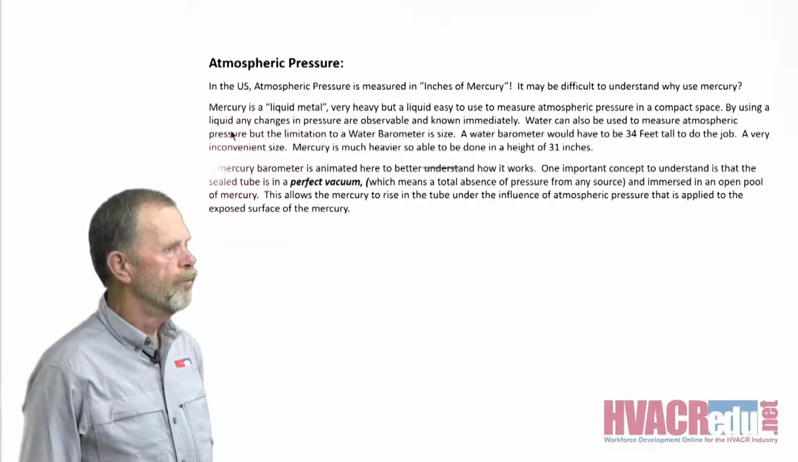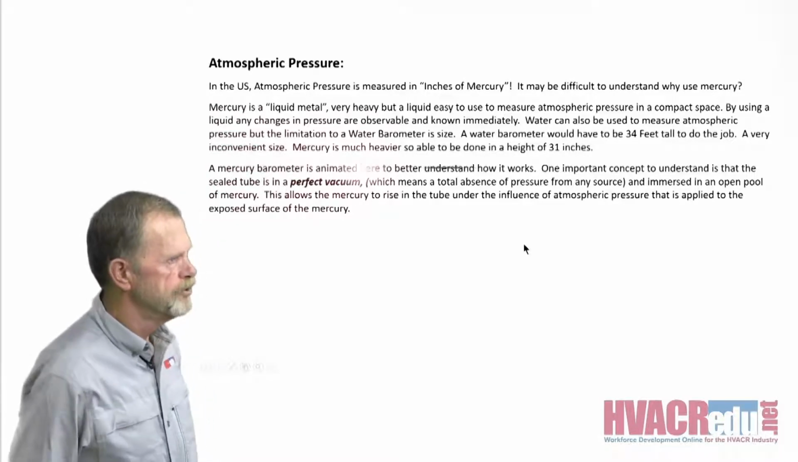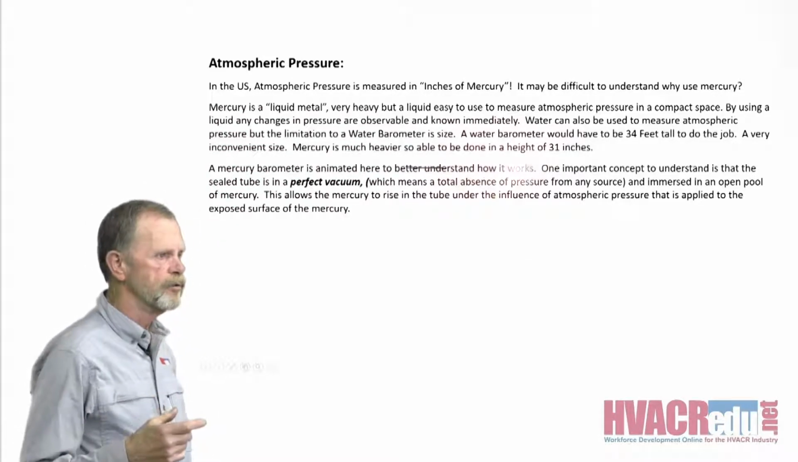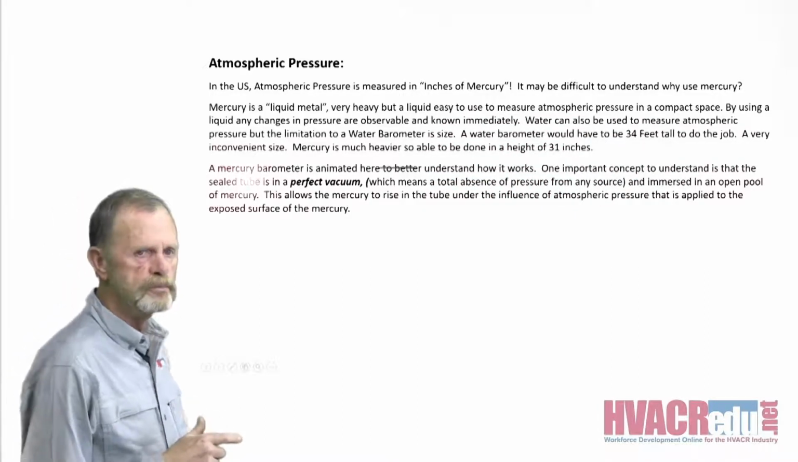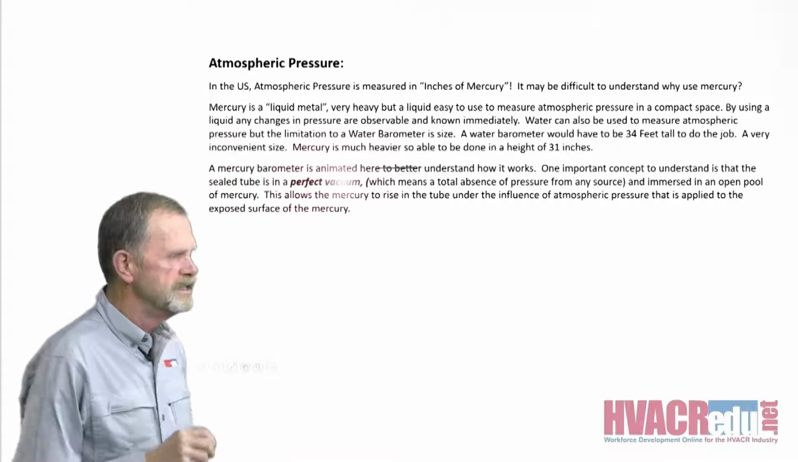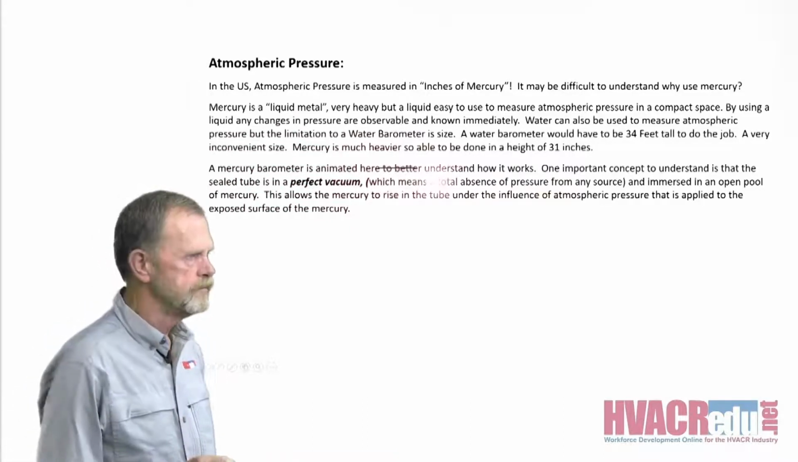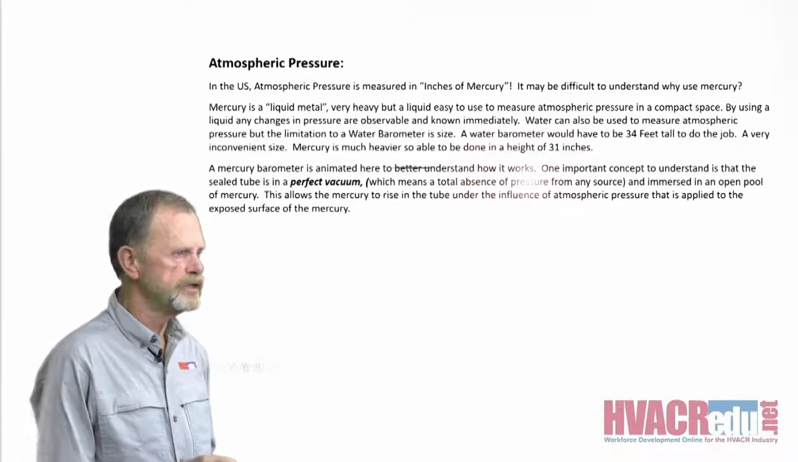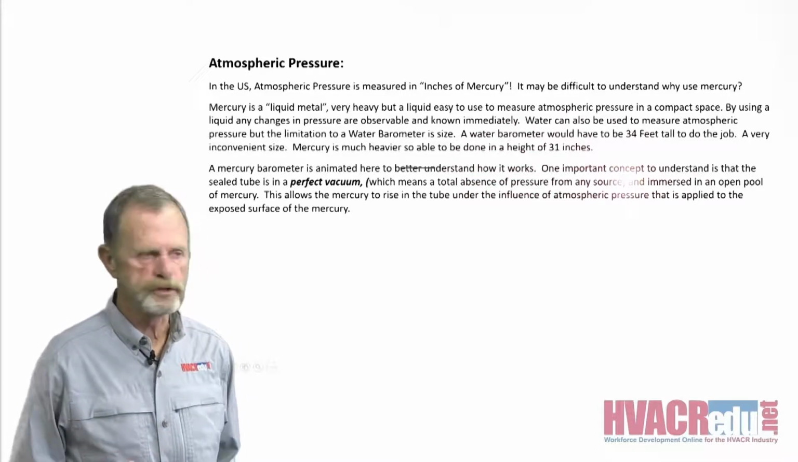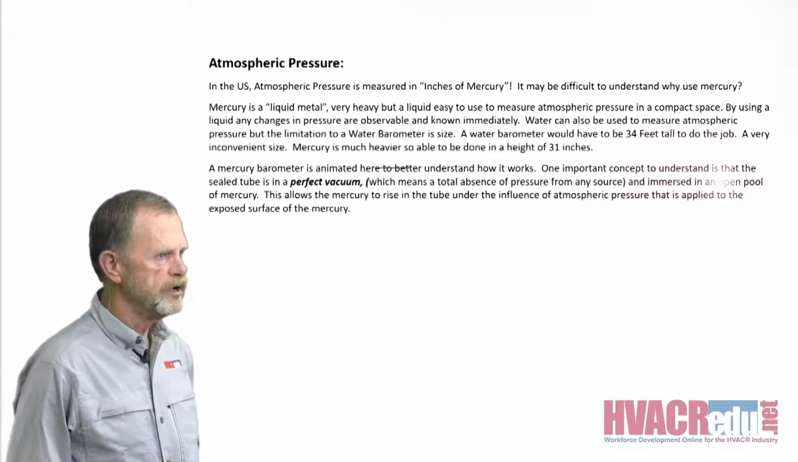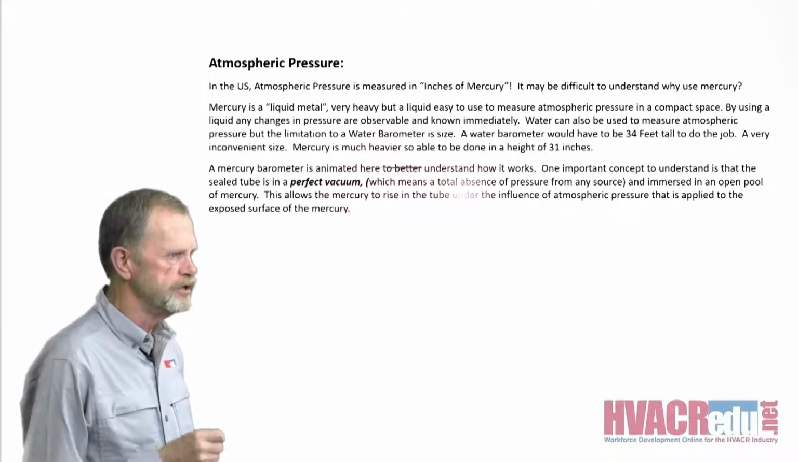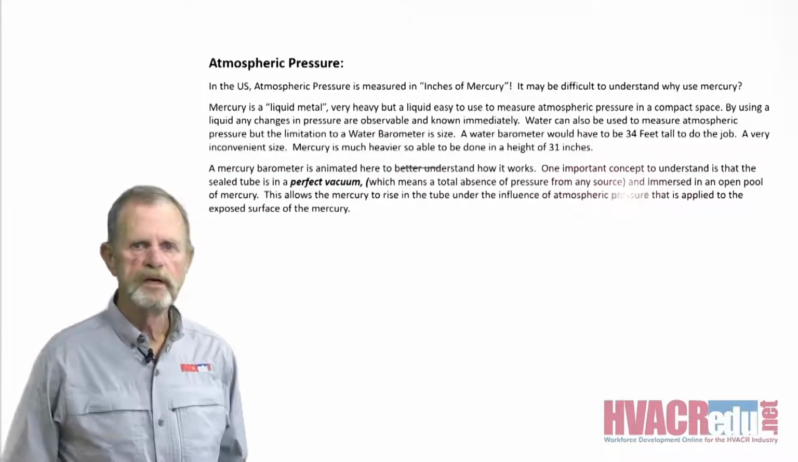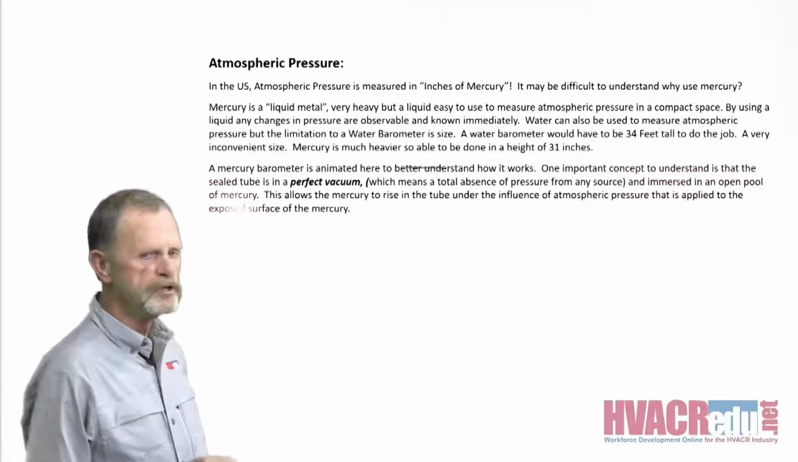So we animated a mercury barometer here to better understand how it works. One important concept to understand is that the sealed tube that you'll see in this video is in a perfect vacuum, which means a total absence of pressure from any source, and is immersed in an open pool of mercury. This allows the mercury to rise in the tube under the influence of atmospheric pressure as it is applied to the exposed surface of the mercury.